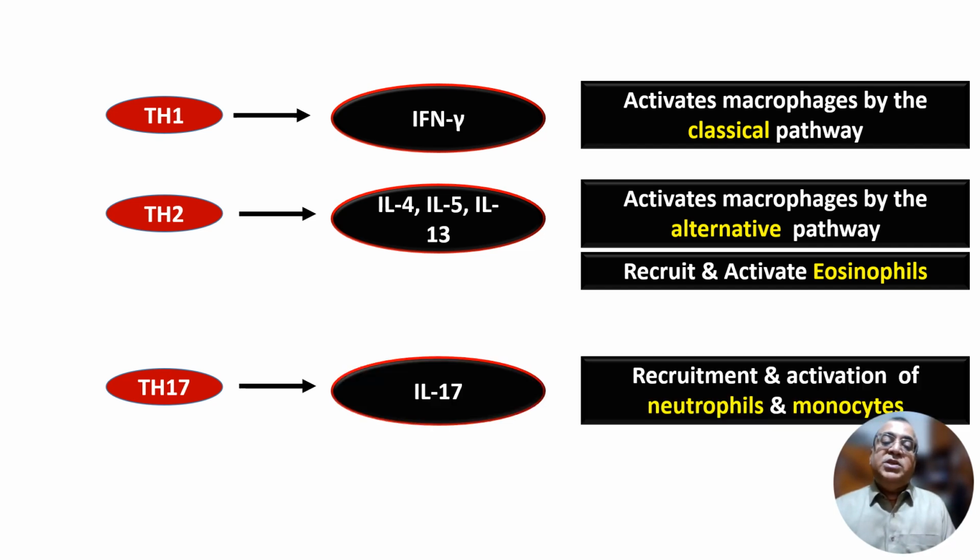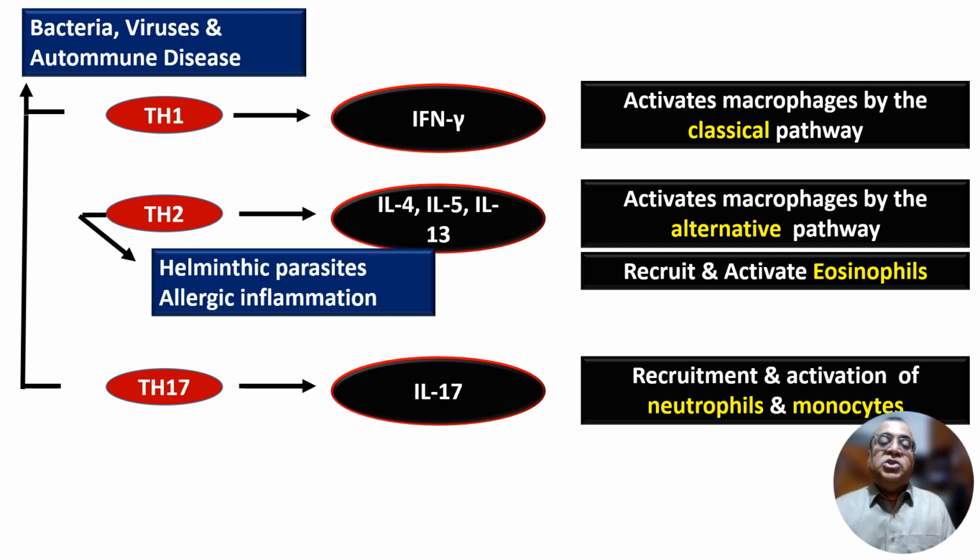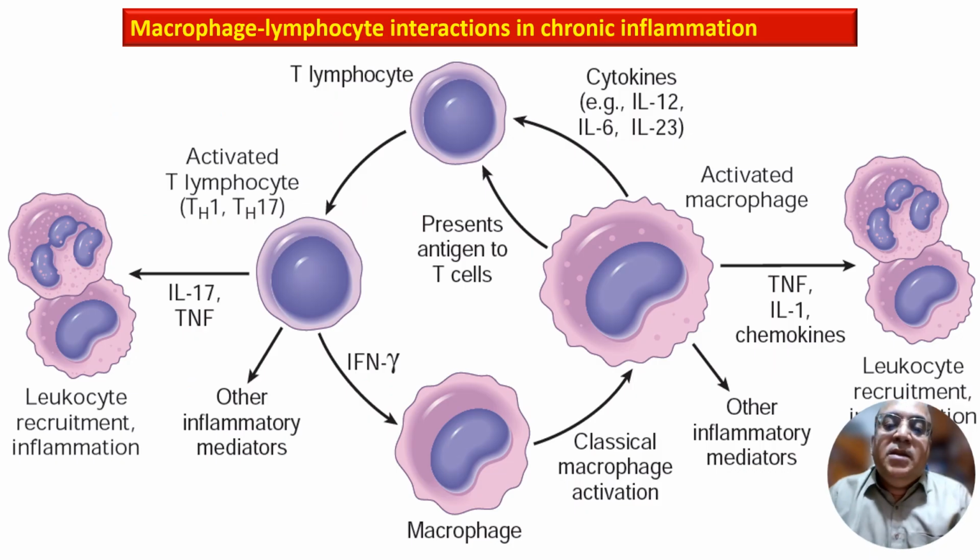The Th17 response is associated with interleukin 17 secretion, and this is associated with the recruitment and activation of neutrophils and monocytes. The Th1 and Th17 response is an important component in bacterial and viral diseases and also in autoimmune diseases, while the Th2 response is important in helminthic parasite infestation and allergic inflammation. This picture is summarizing these events.